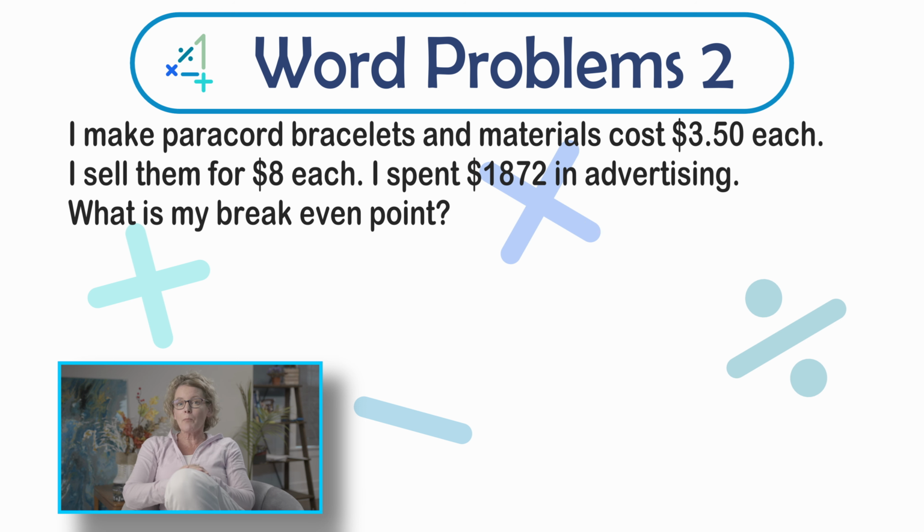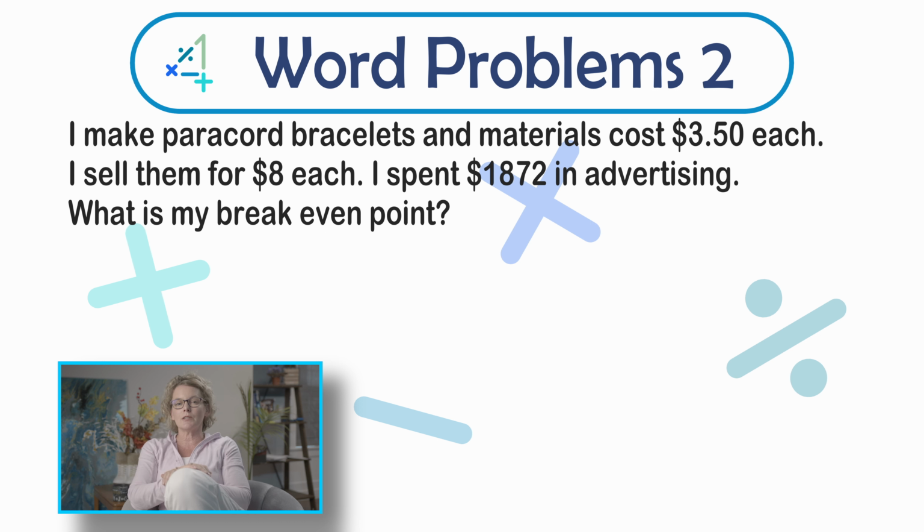Take this. I make paracord bracelets, and the materials cost me $3.50 each, but I sell these puppies for $8 each. I advertise so people know I have these awesome bracelets, and that cost me $1,872. I hope it was worth it. What is my break-even point?